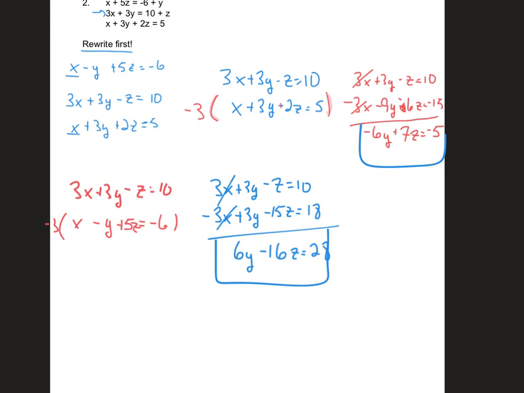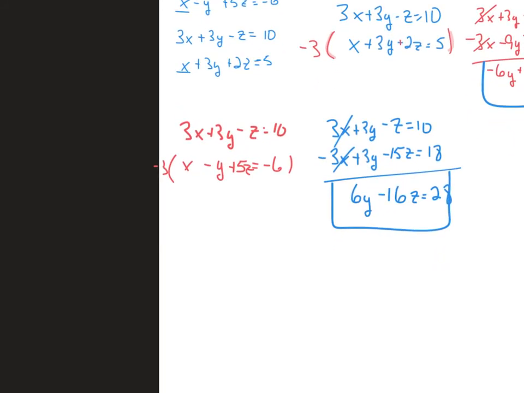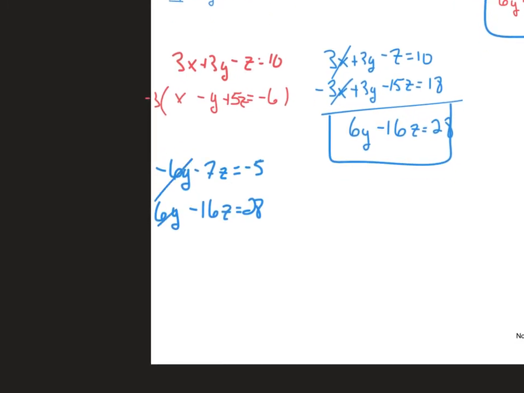It looks actually pretty nice because I've got a negative 6y and a 6y. So let's see what this looks like when I write it out. That's negative 6y minus 7z equals negative 5, and 6y minus 16z equals 28. The y's cancel. I get negative 23z equals 23. I divide by negative 23. I get z equals negative 1.